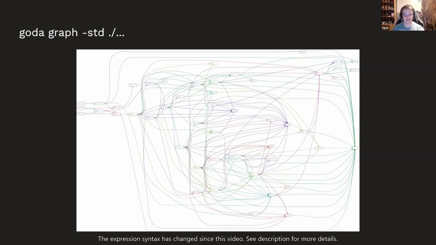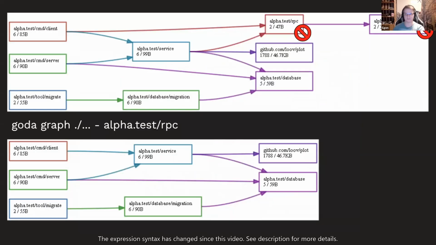kind of disruptive. Okay, so let's say you're looking at this graph and you want to remove this RPC package from the output. What you can do is write it as a basic algebraic operation. So you say, give me all the packages and then subtract out the alpha test slash RPC and all of its dependencies.